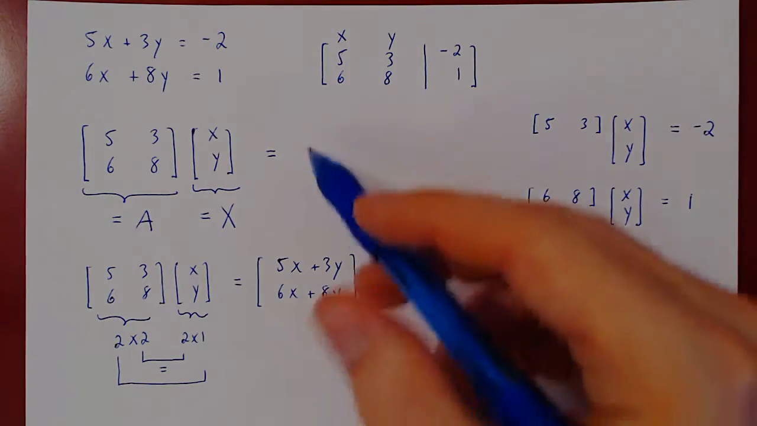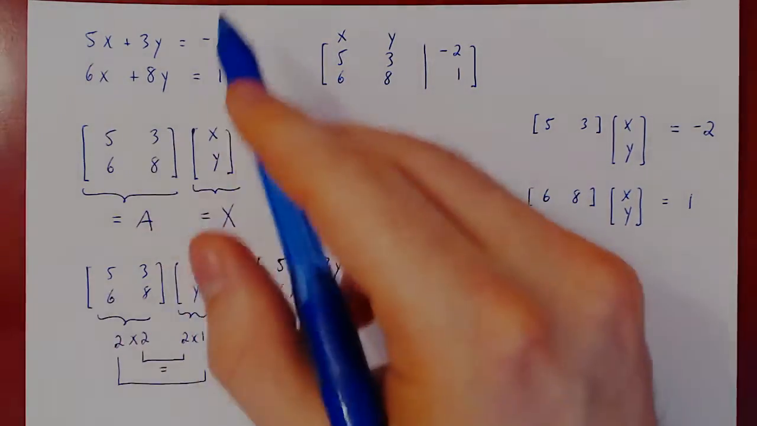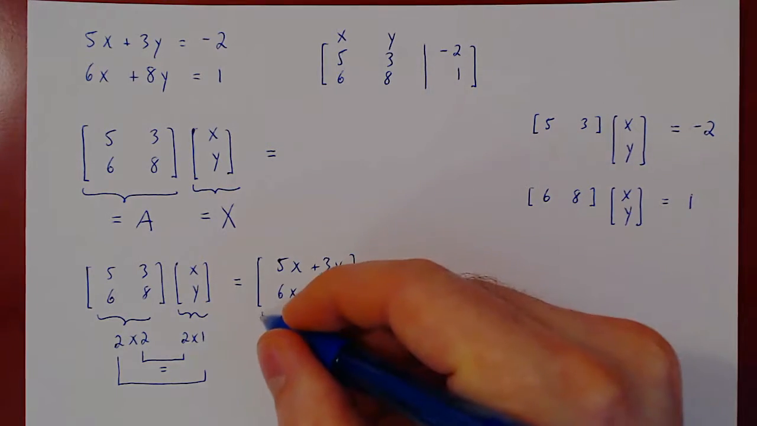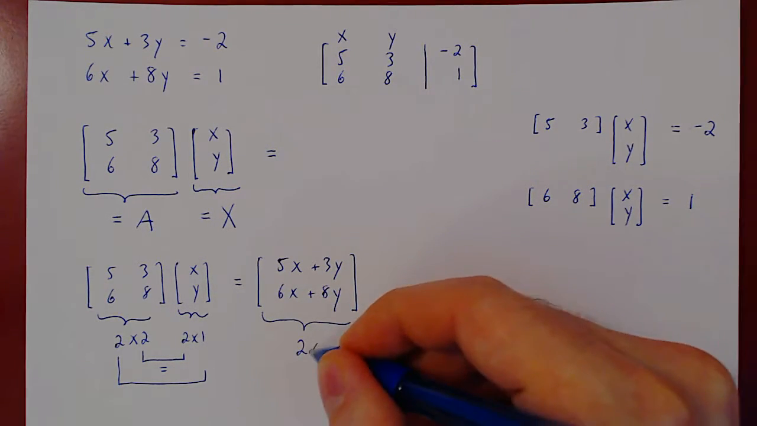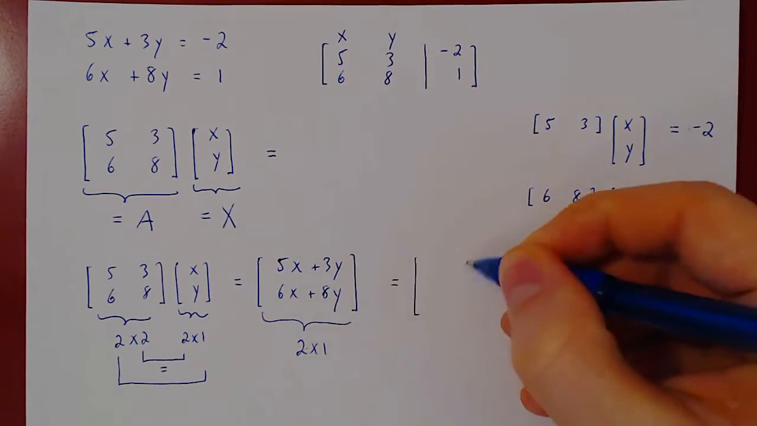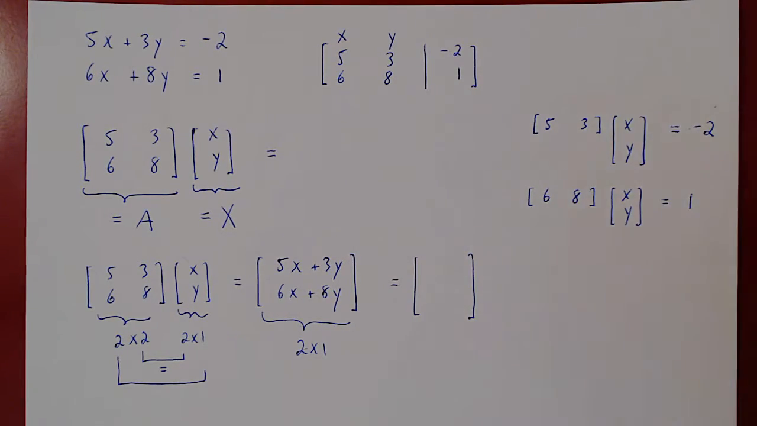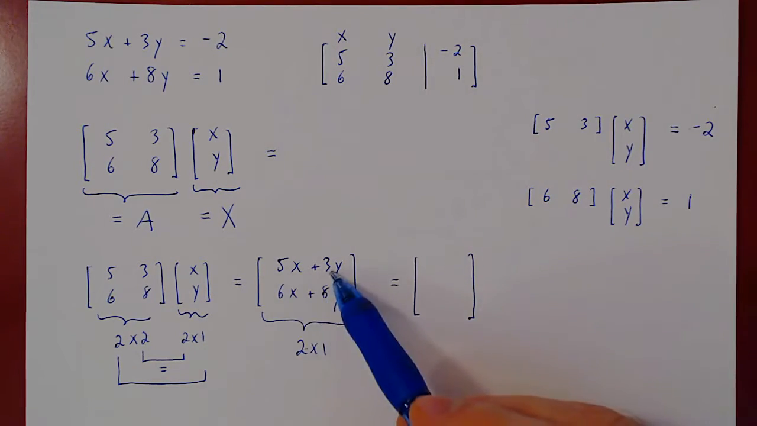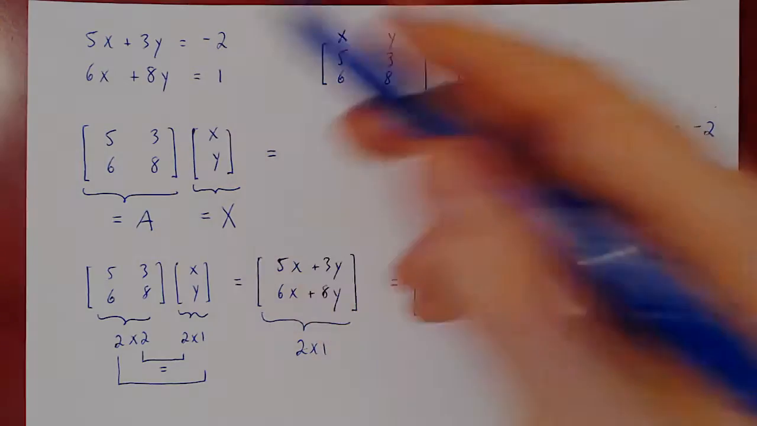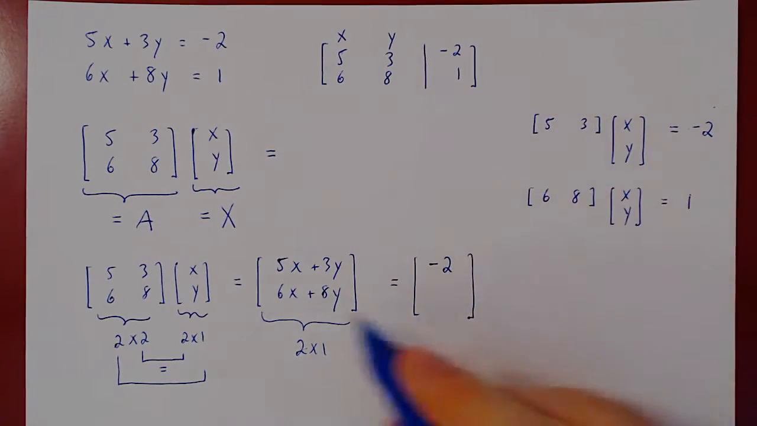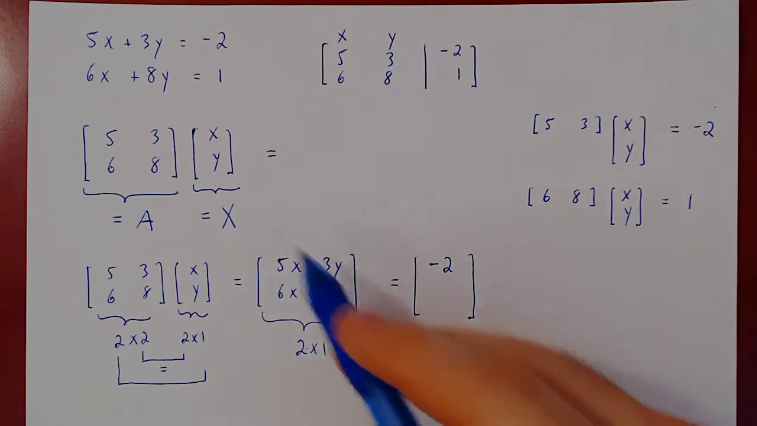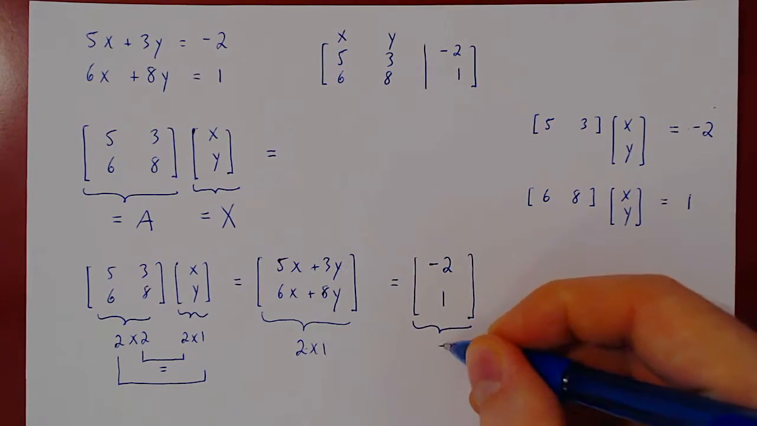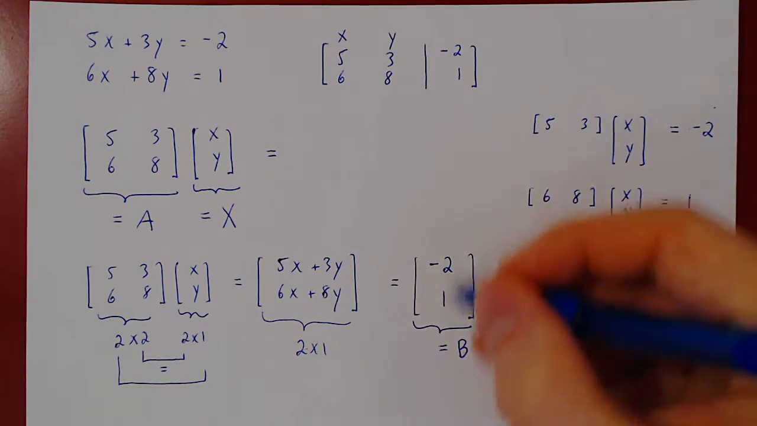And now if you think of it, if you want the equality to be equivalent to the linear system, well, what you have on the right must be a 2 by 1 column matrix. And to have an equivalence between the linear system and our equation here, well, 5x plus 3y must equal negative 2, and 6x plus 8y must equal positive 1. And we call this vector B, the column vector matrix of constants.